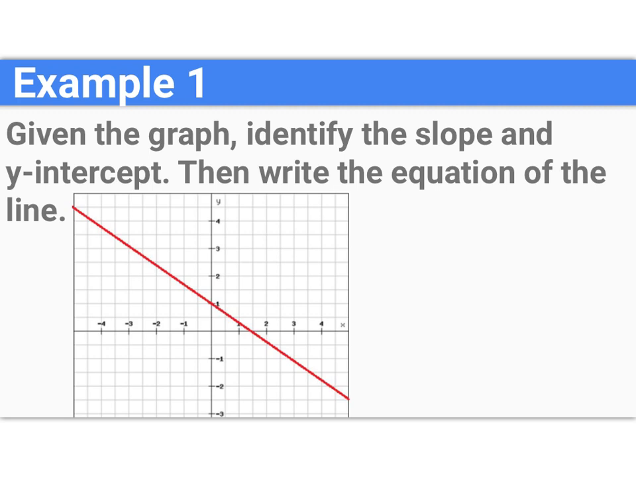Okay, so given the graph, identify the slope and the y-intercept. Then write the equation of the line. So we see our intersection point is 0, 1, but we only want the y-coordinate of the intercept. And then let's figure out the slope of the line. Now, when you're looking at a line through a graph, you want where the line goes through the corner of a box. It must go through the corner of a box. And it looks like here and at the intercept.